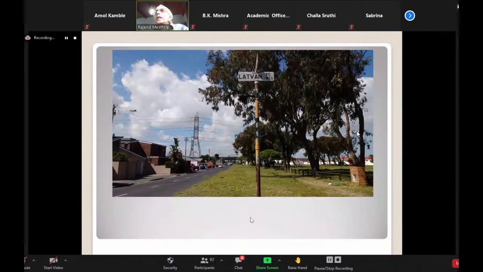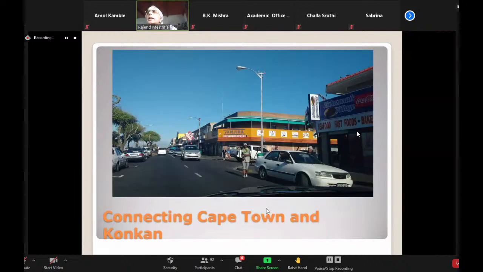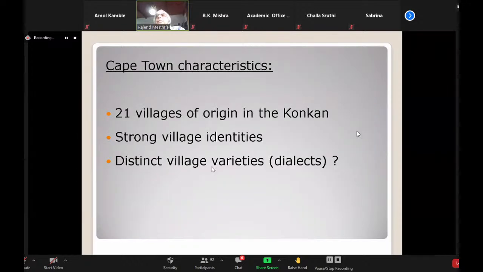Latvan village survives in Cape Town in the name Latvan Road and Latvan Park on the right here. Janjira, which is near Murud, I guess, Janjira, the famous fort, survives in Cape Town, and this is a hardware store celebrating its name. So, what's interesting is that whereas the indentured people soon lost the link with their villages, they all love India and they love Indian culture, music, etc., but the actual memory of the village is not strong.